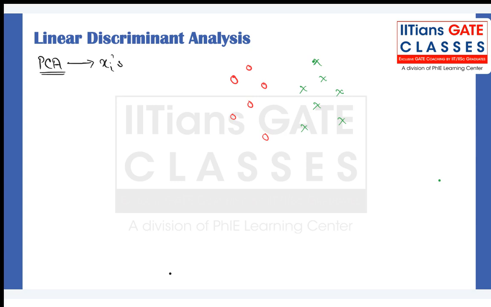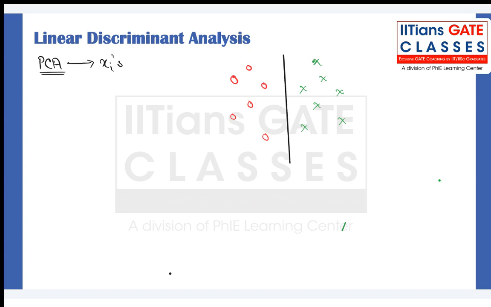Let's say that PCA doesn't know this information. It can only see the xi's. It doesn't know which class each belongs to. What PCA does is, let's say, fit this line. This is my E, the PCA's E.